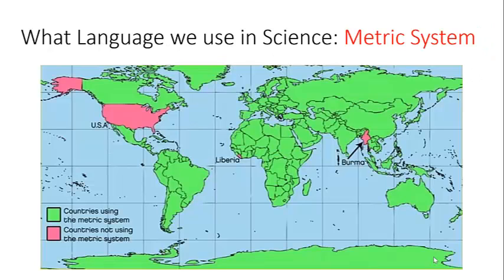Now, in the world of science, we all need to measure using the same units. And if you take a look at this map, there are only 3 countries that don't use the same units as everyone else in the world. Those countries are in pink: the United States, Liberia, and Burma. These countries use their own form of measuring. But take a look at how many green countries there are. Almost the whole entire world uses the same type of measurements to communicate. So it's very important in science class that we use those same units, and we call that the metric system.